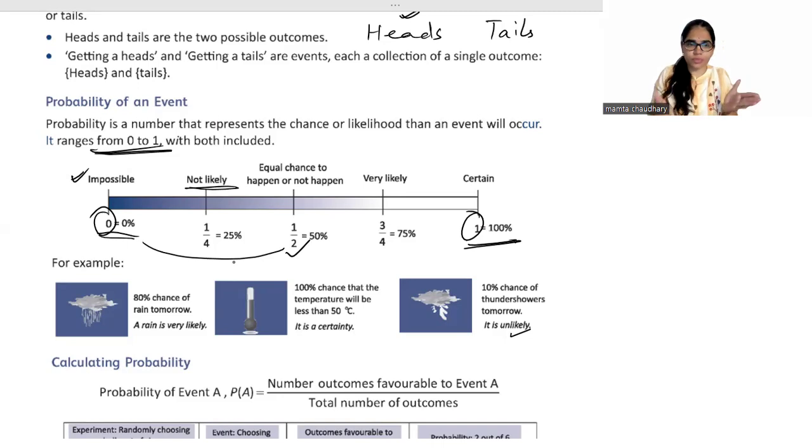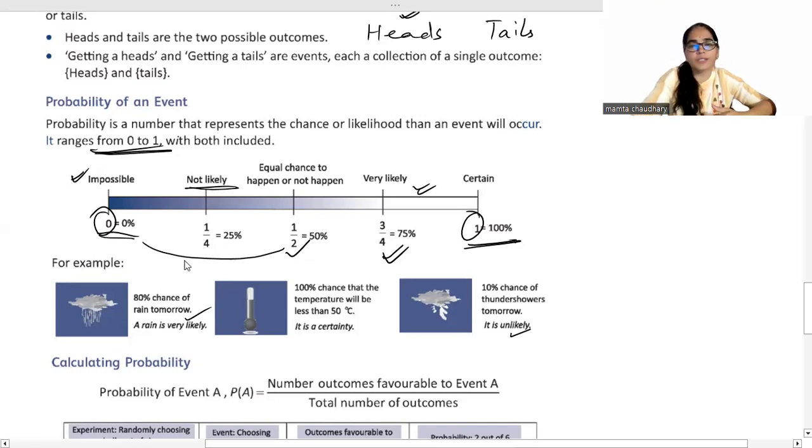Now, 80% chance of rain tomorrow. If the event is an 80% chance of rain tomorrow, it's very likely. If I'm throwing a dice and I want to get a number more than 2, it means 3, 4, 5, 6. Right? More than 50%, but obviously less than 100%. So that is very likely. Now I hope you understood this probability scale: what is impossible, what is certain, and how we define all these.